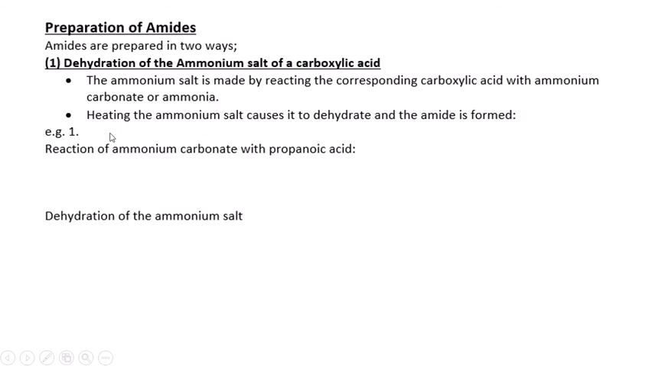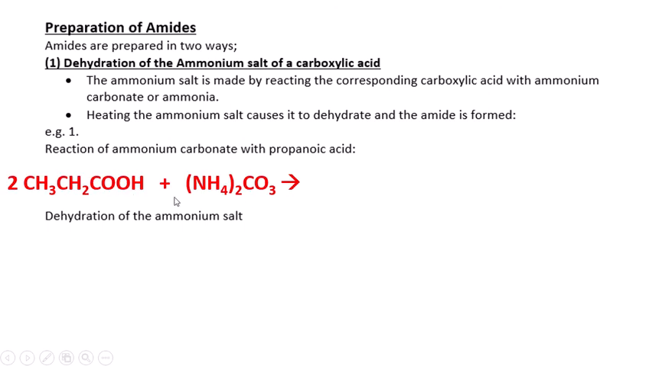To prepare amides, 2 ways of doing it. One is to take an ammonium salt of a carboxylic acid and dehydrate it. Now you have to form the ammonium salt in the first place, usually by reacting the corresponding carboxylic acid with something like ammonium carbonate or ammonia itself. So the first one I'll go through is reacting with ammonium carbonate, and then once I've finished that, you can try the example that's a bit further down in your page there, where you're reacting it with ammonia.